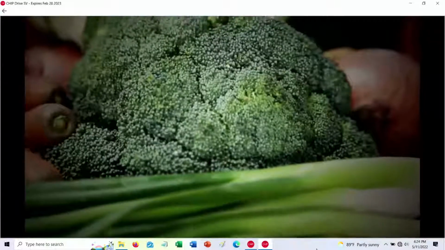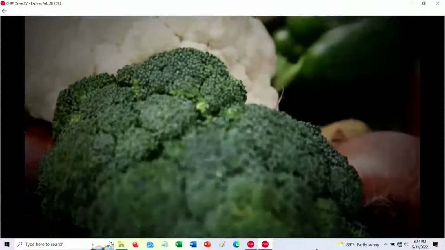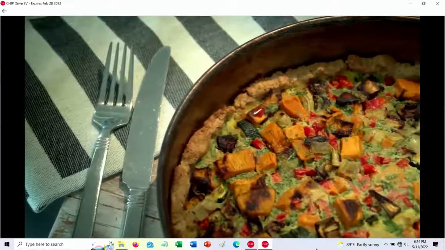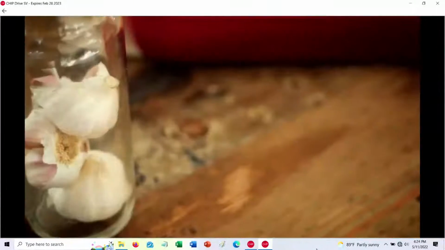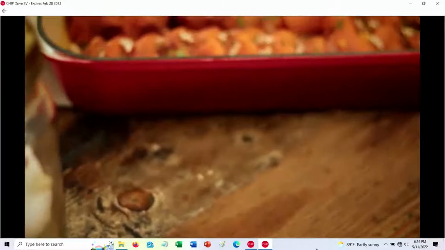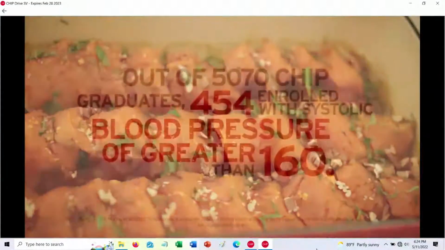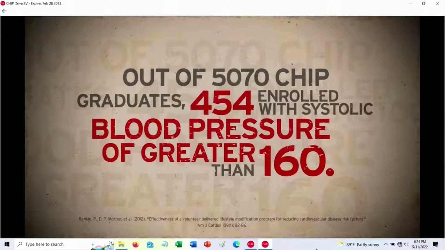Of course, you know the program: whole foods, largely plant-based, very low in fat and sugar, and very low in salt, of course. And we push more fiber. And of course, we are also very, very careful with alcohol. And here are the results. Out of over 5,000 CHIP graduates, 454 enrolled with systolic blood pressures above 160. And here's what happened to them.